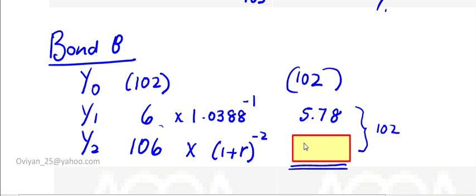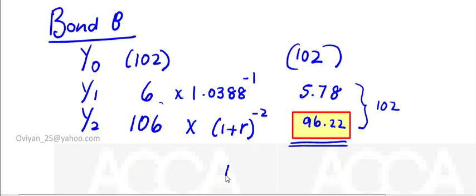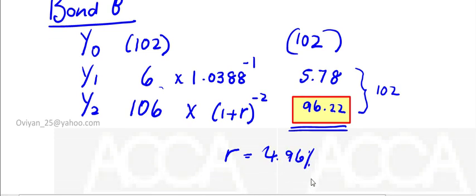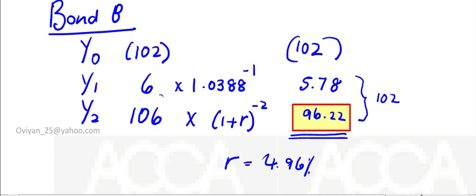So that will be an answer of 96.22. Now you solve your R, solve this R, you will get 4.96%. Yeah, you solve your R, you're going to get 4.96%. Okay, good.